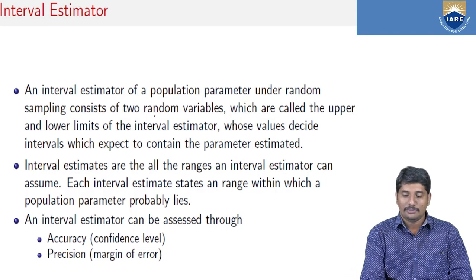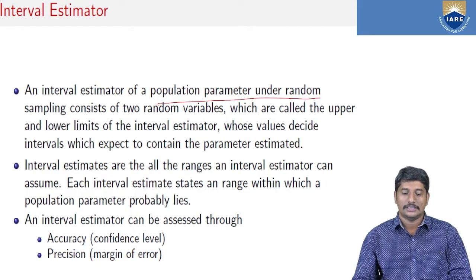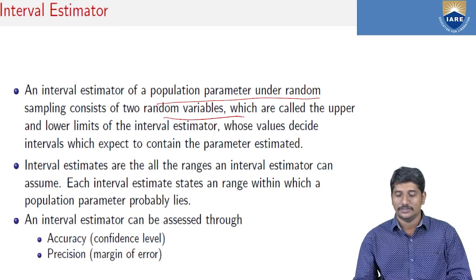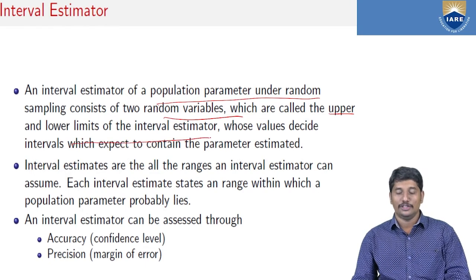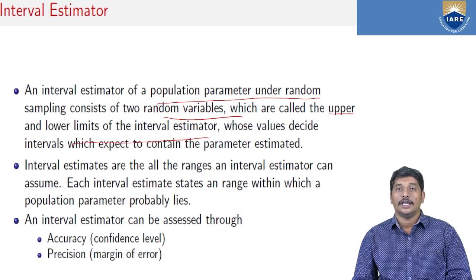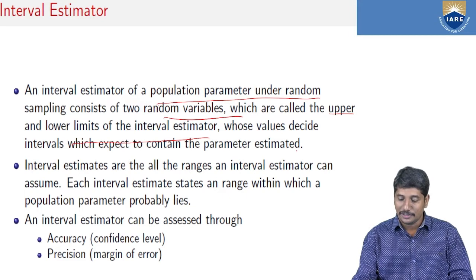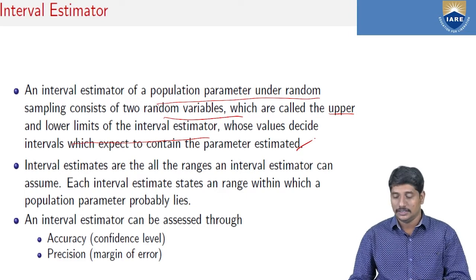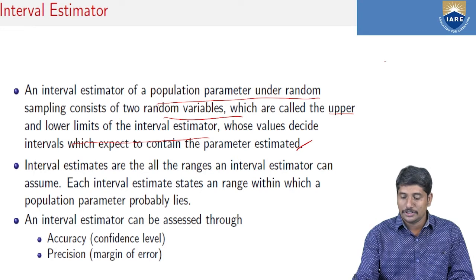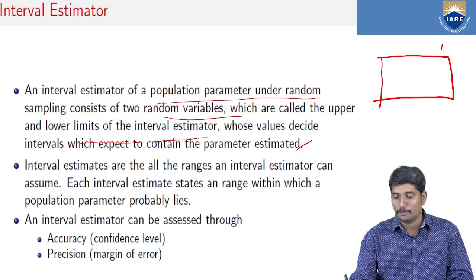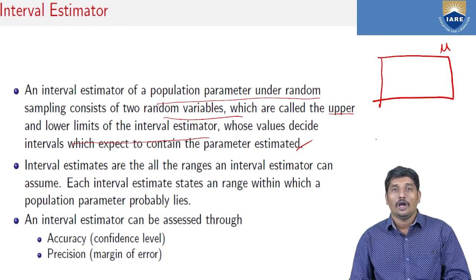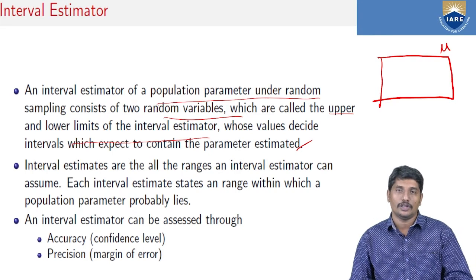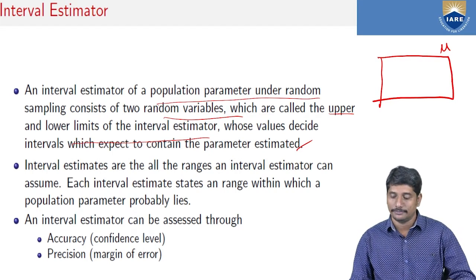An interval estimator of a population parameter under random sampling consists of two random variables, which are called the upper and lower limits of the interval estimator, whose values decide the interval expected to contain the parameter estimate. Let us try to understand these lines. Under estimation, we always try to estimate the value of a parameter of the population. Suppose this rectangle represents the population which we are interested to study.